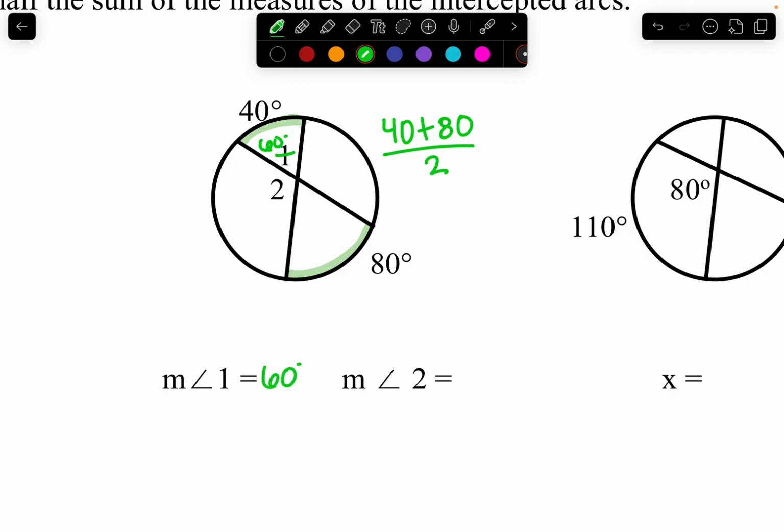Now that I know that the measure of angle 1 is 60 degrees, just as a reminder, these two angles are supplementary because they form a straight line. So I can just do 180 minus 60 and get that the measure of angle 2 is 120 degrees.